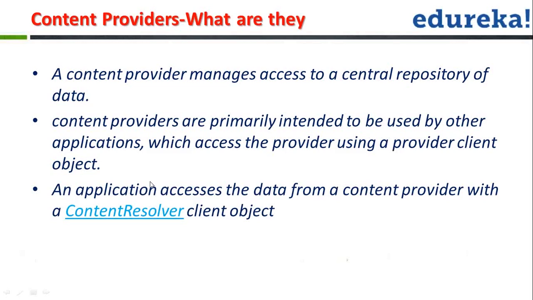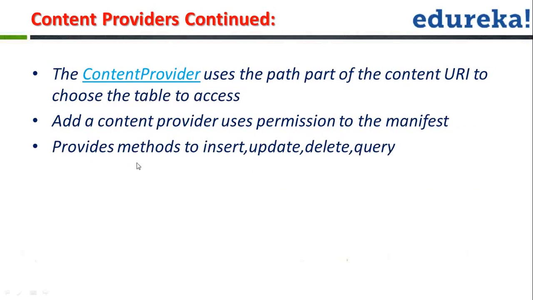An application accesses the data from a content provider with a content resolver object. This is the class ContentResolver that I'm going to use to get the data. Also, the content provider uses the path part of the content URI. You have to use a URI to get the path, and you asked about the URI previously, so you can relate. You need a path to get, and you can pass that into a content provider object. Also, using a content provider needs permission in the manifest file.